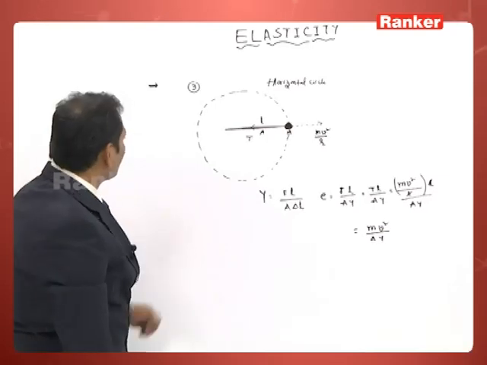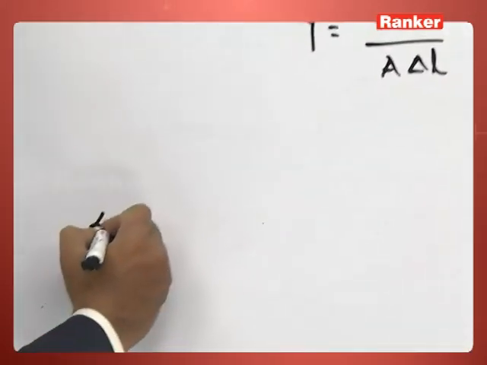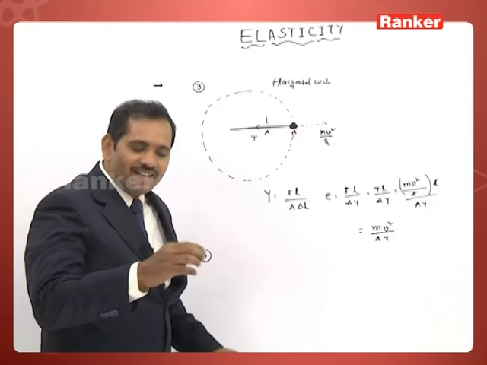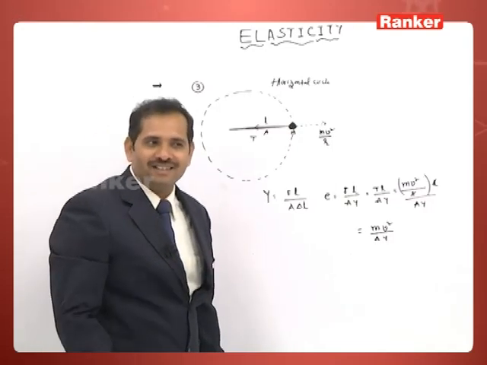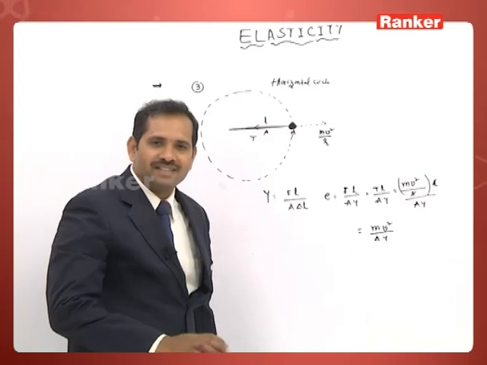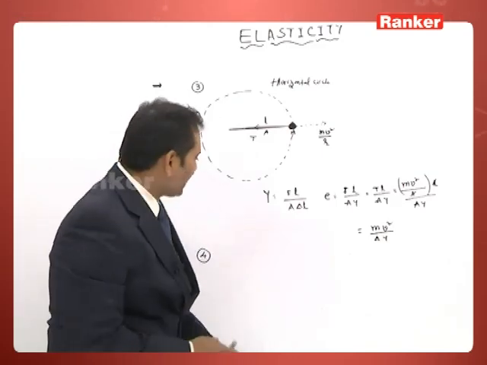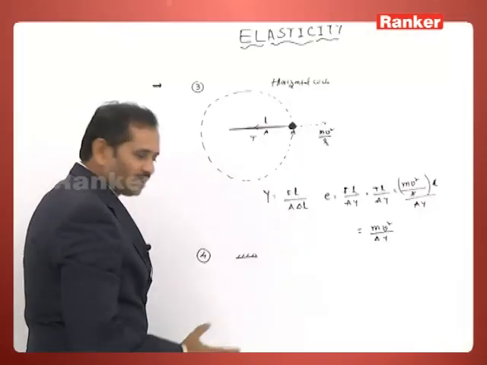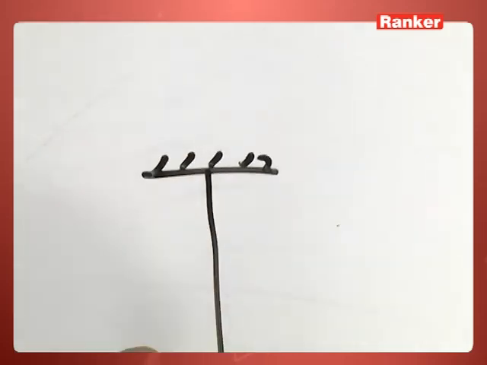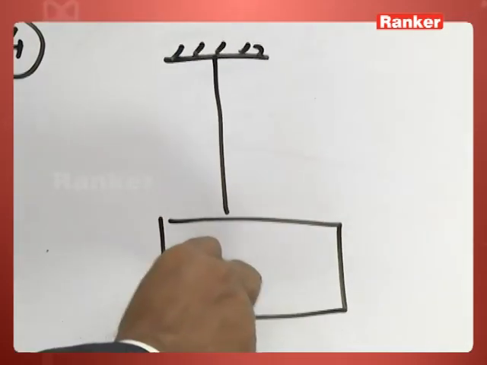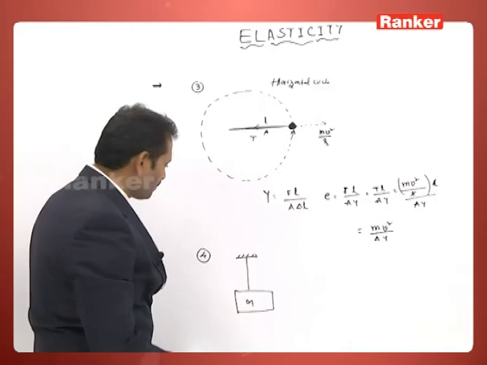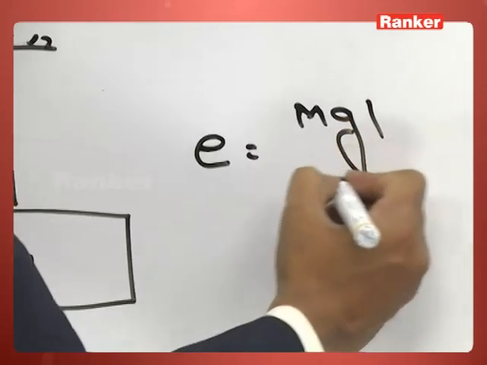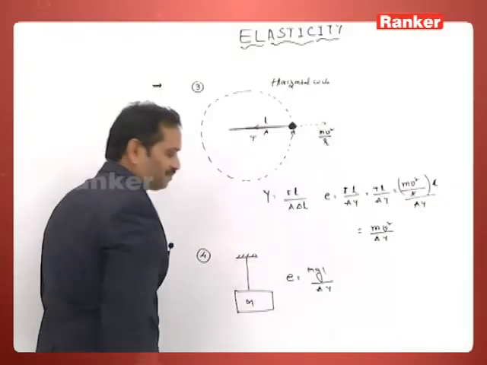Once again, come to the conclusion like this. A student will get a doubt: sir, if any object is immersed in water, its weight decreases. Then what about its extension? Look at it please. It's a beautiful application with hydrostatics. If an object is attached to the weight M, like the first example of mine, MGL by AY is the extension.